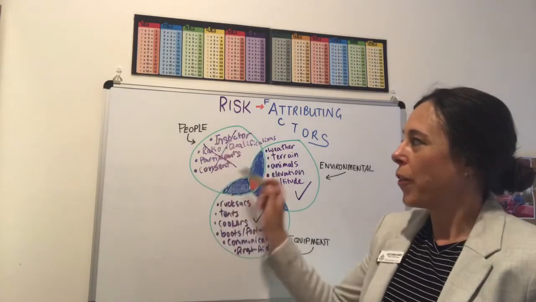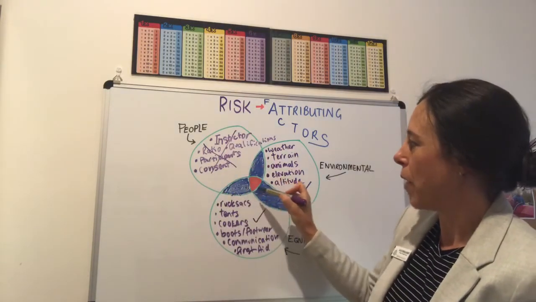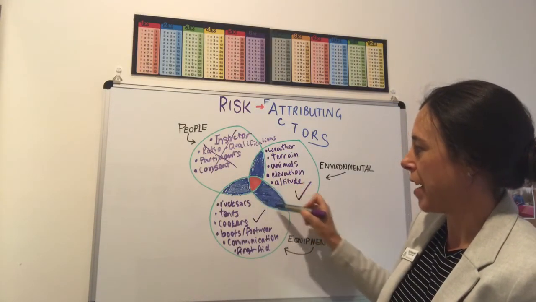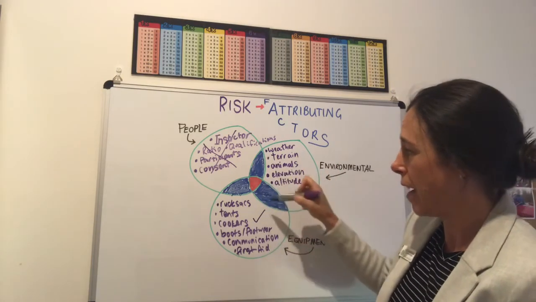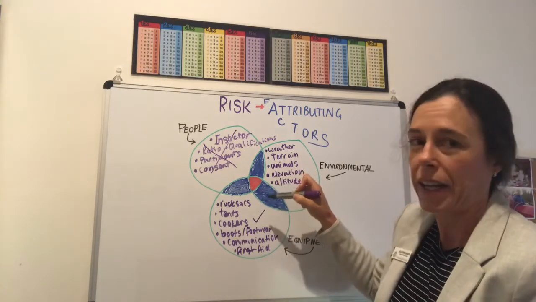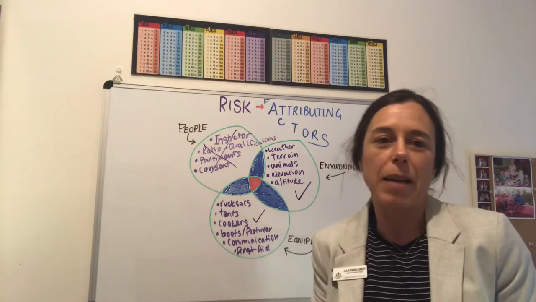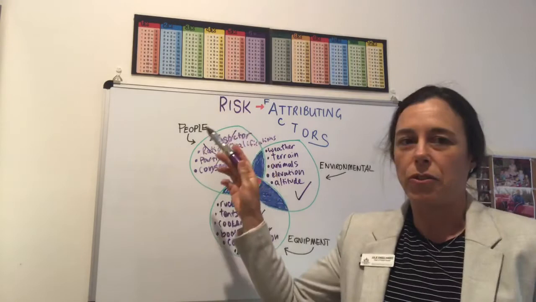However, because we got the people so wrong, we are operating in this blue area here, which is basically saying these two areas, this is where we're operating. So we're exposing ourselves to some level of risk because we got these factors wrong.